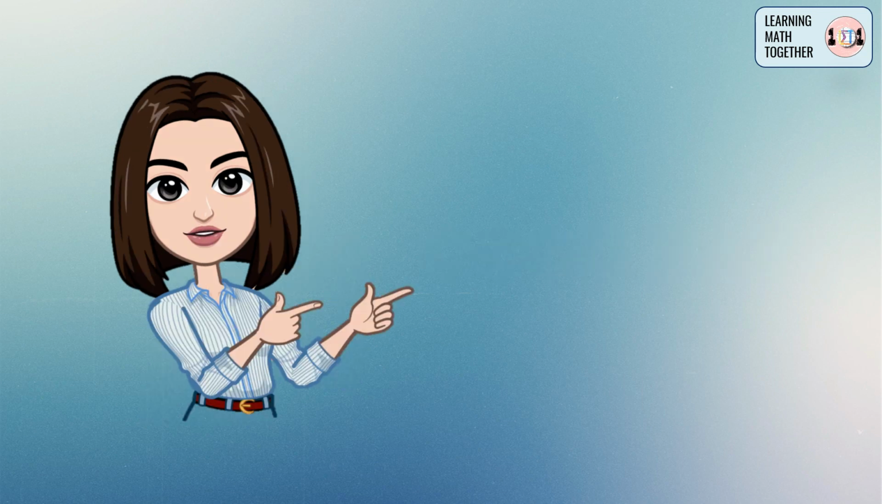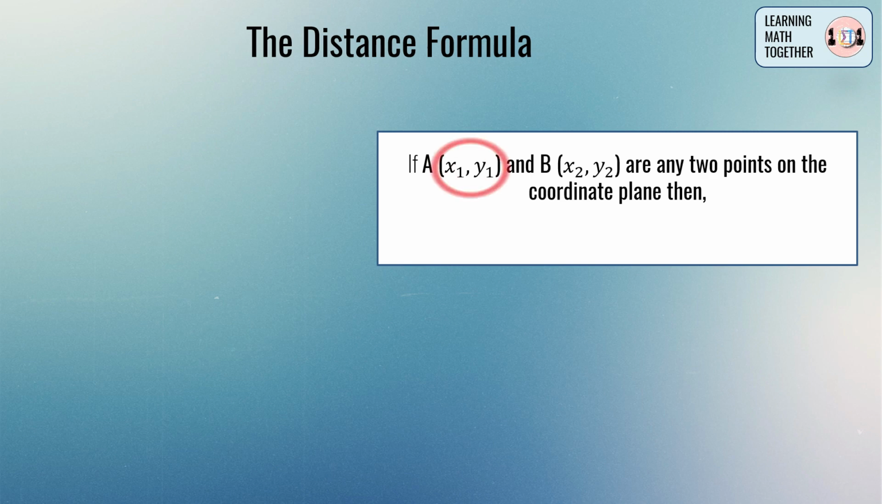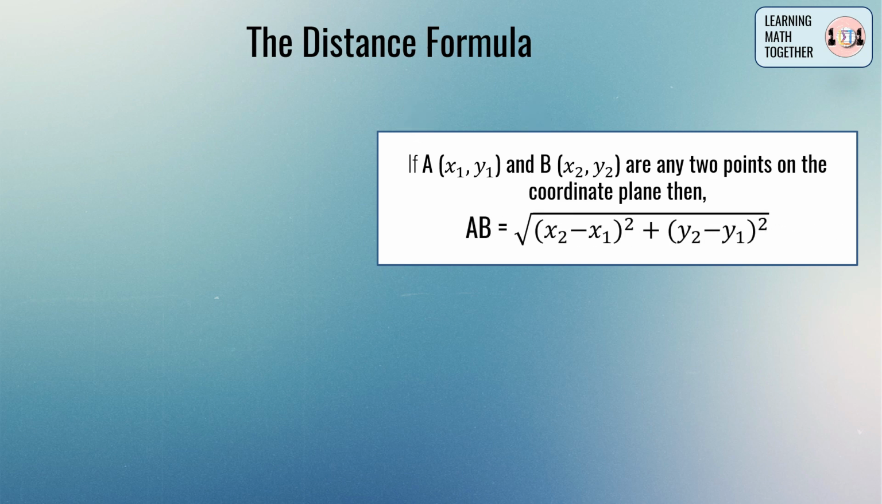In this video, we will discuss the distance formula. The distance formula states that if point A with the coordinates of x sub 1 and y sub 1, and point B with the coordinates of x sub 2 and y sub 2 are any two points on the coordinate plane, then we can get the distance from point A to point B using the distance formula.